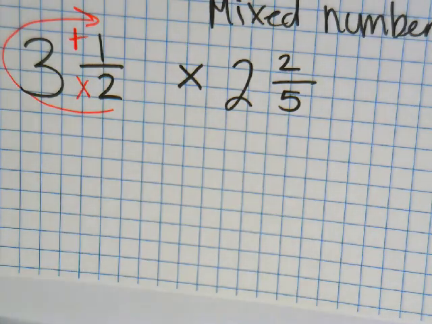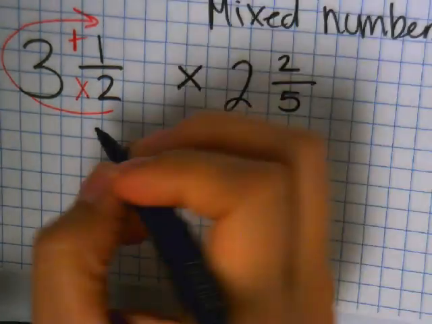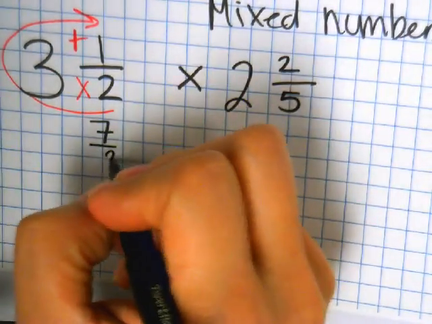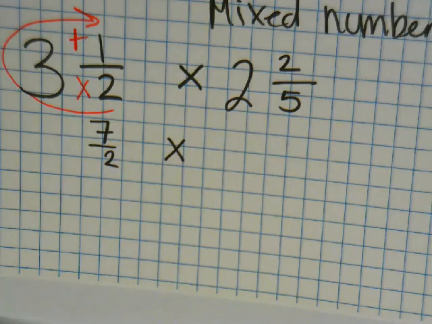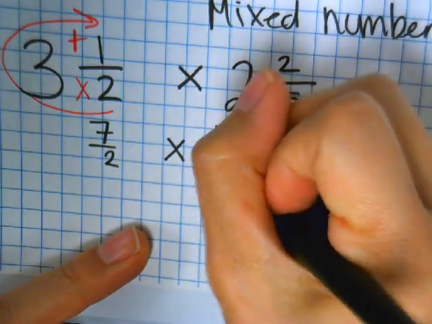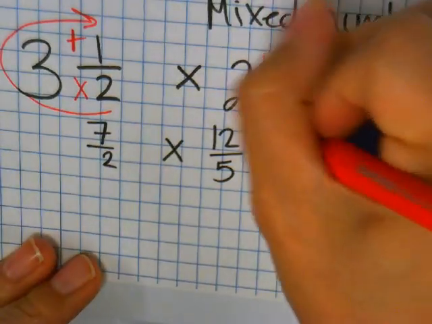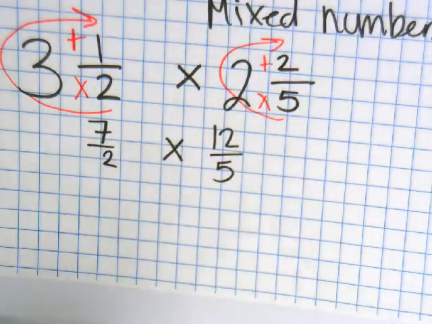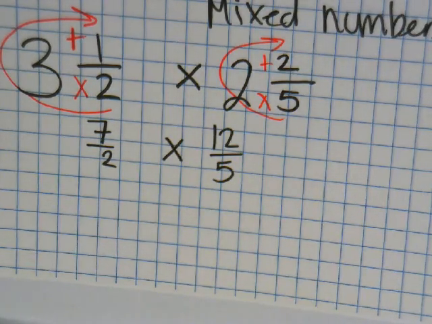So what's 3 times 2? 6 plus 1? So this turns into 7 over 2 times. What's 2 times 5? Plus 2? So this turns into 12 over 5. So what did I just do? I turned it into improper fractions by multiplying and adding. All right, now, could you multiply straight across? Yes. Or do you want to simplify the corners?